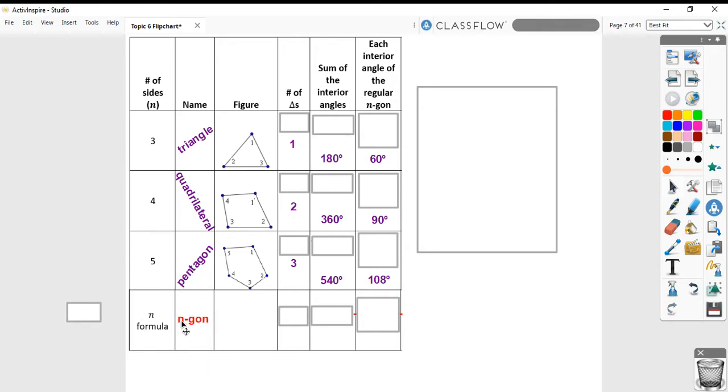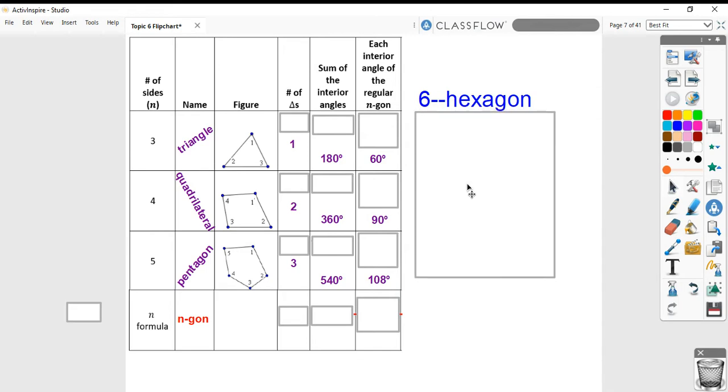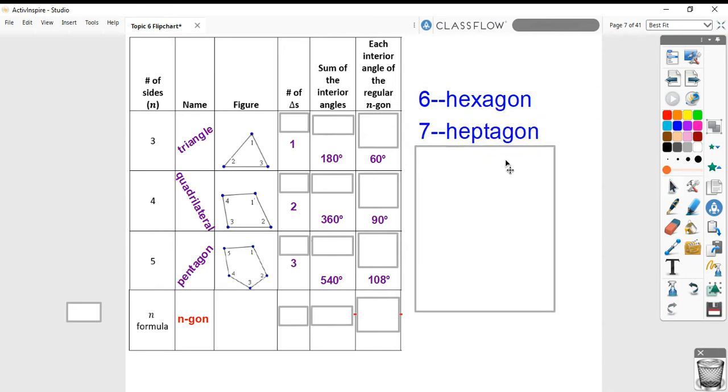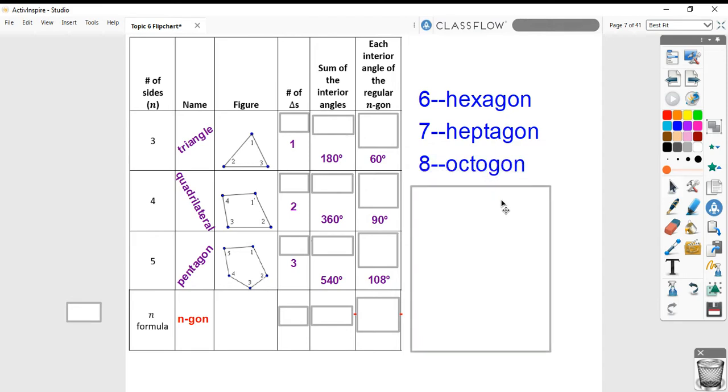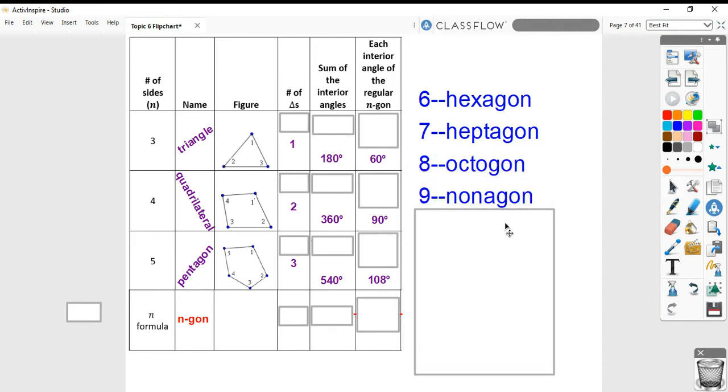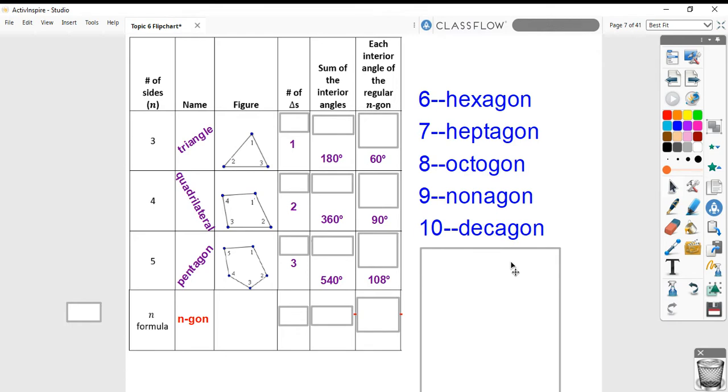We'll call it in general an n-gon. But there are names that tell you how many sides, what that number n would be. If you have 6 sides, that's called a hexagon. 7 would be a heptagon, 8 an octagon, 9 a nonagon, and 10 a decagon.